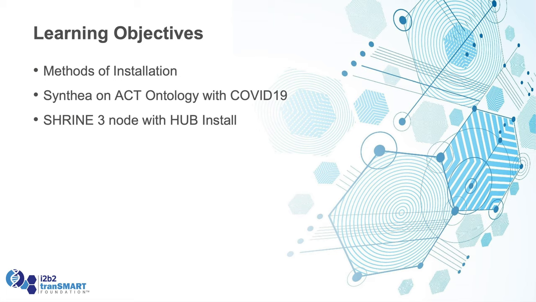We're going to install an i2b2 data set using the ACT ontology with some COVID-19 data, and then we're going to set up a Shrine node and attach it to a hub. And as an exercise, we're going to query that Shrine node.